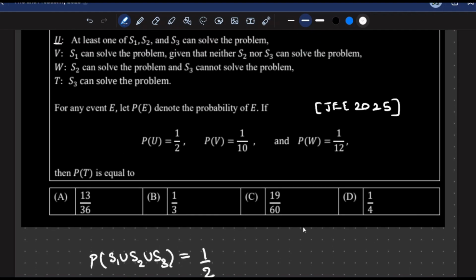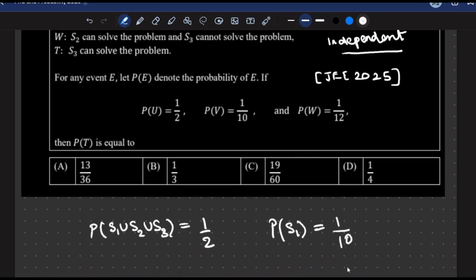The probability of V can be written mathematically as, look, the event V is that S1 can solve the problem given neither S2 and S3 can solve the problem. As you can see, S1, S2 and S3 solving the problem are independent events, right? So the occurrence of S1 solving the problem does not depend on whether S2 or S3 can solve the problem or not. So I can directly say the probability of S1 is equal to 1 by 10.